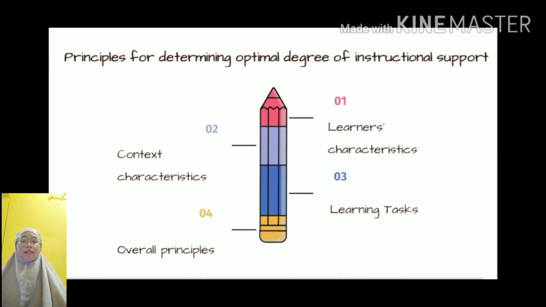The second principle is about context characteristics. Context characteristics significantly influence where a lesson falls on the generative-supplantive continuum. All being equal, when instructional time is limited, the instructional strategy should be more supplantive.